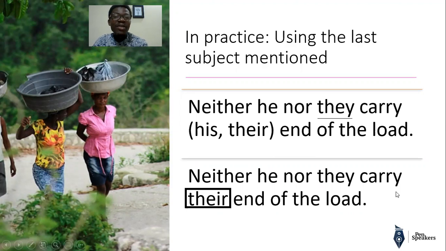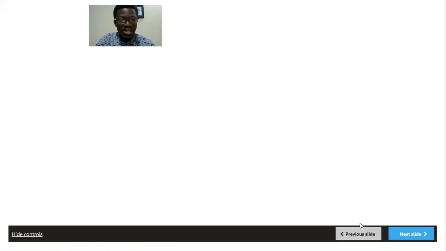Neither he nor they carry their. So in this case, you ignore everything from neither to nor, like I mentioned in the subject-verb agreement video. You simply say they carry their end of the load. So that's what determines your answer. All right. So let's see whether we can practice some quick things, quick tricks.